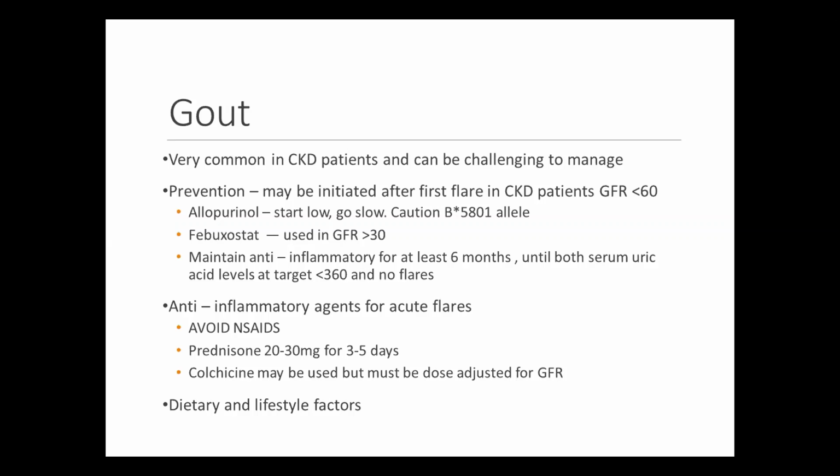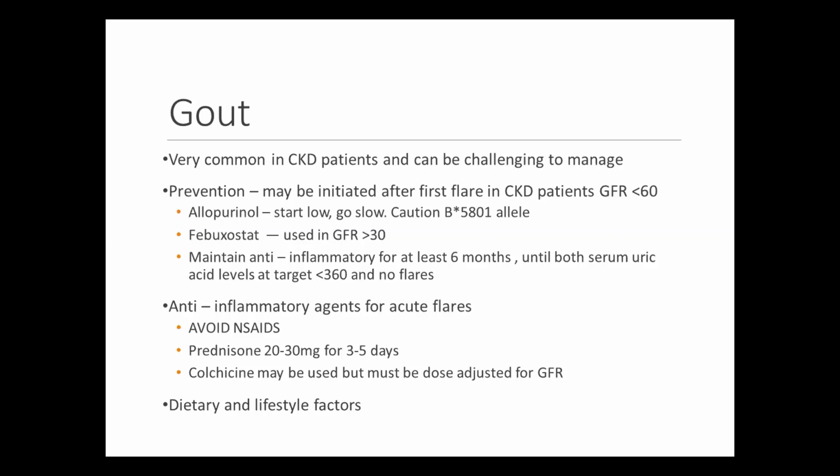And we start low and go slow with the initiation. So we can start at a dose of 50 milligrams and slowly up titrate it to target uric acid levels. And there is caution that has to be used with allopurinol, as people with the B5801 allele are at risk of hypersensitivity reactions with allopurinol. So we often in the CKD clinic screen them for this if they come from high-risk ethnic groups.